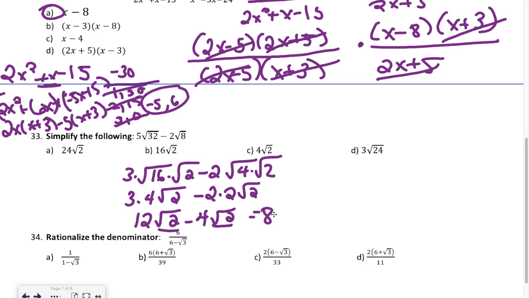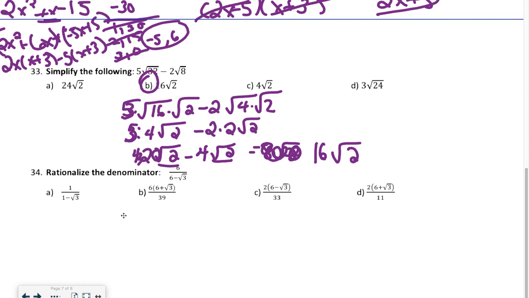Since they both have the same radical portion, let me just make sure. I wrote 3. This is 5. 5. So this is 20. So the answer will be 16 radical 2.